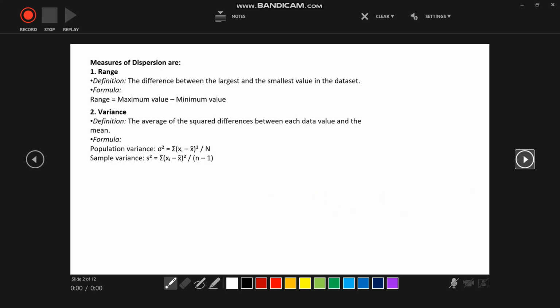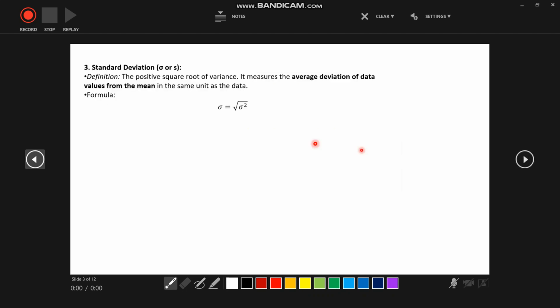And we have variance as well. Variance is the average of squared difference between each data value and the mean. So this is the formula for variance. If you are dealing with population variance, we use this formula. If you want to find sample variance, we use this formula. Standard deviation is the third measure of dispersion. This is standard deviation, the positive square root of variance. So standard deviation is just square root of variance.